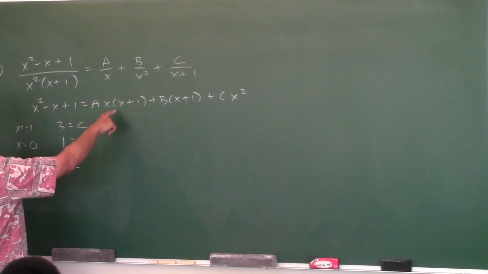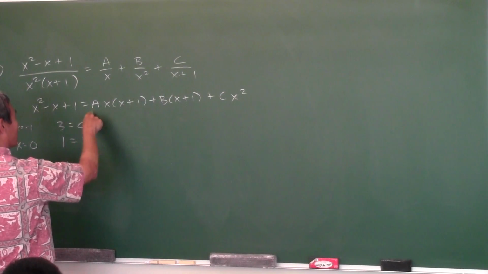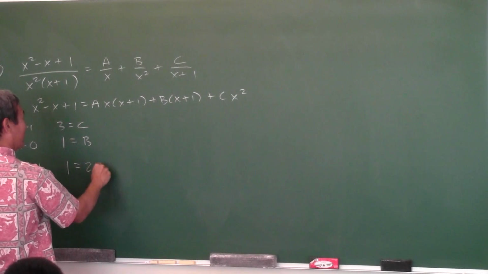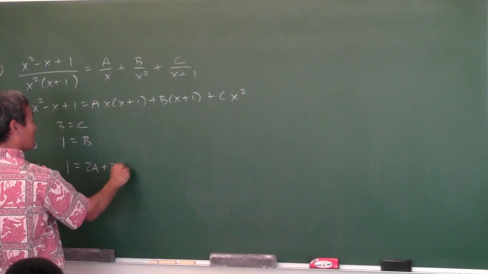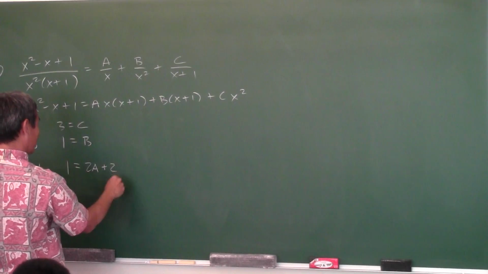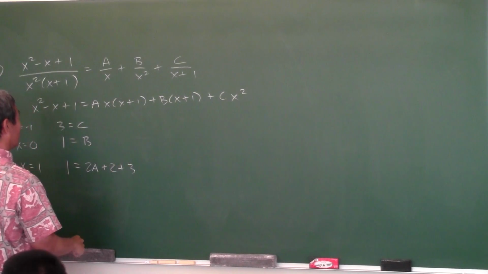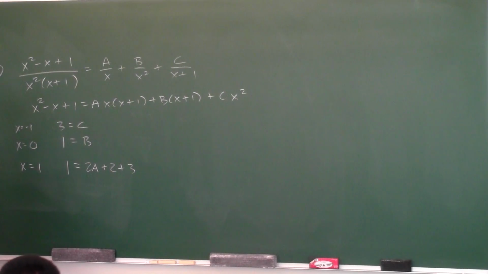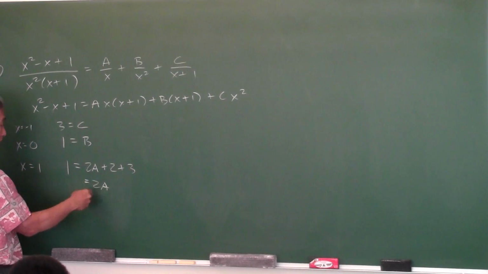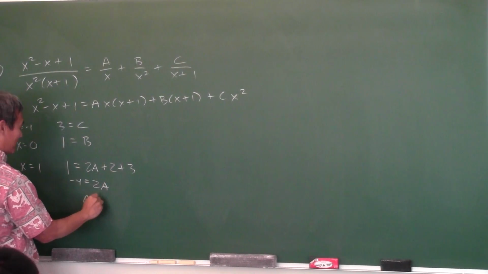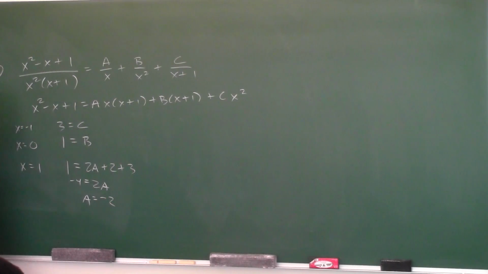1 equals, okay, if you plug in 1, you get 2 times 1 times a, 2a plus 2b, but we know b is 1. Plus 2. Plus c, but we know c is 3. Plugging in 1. So therefore, remember what I said. 2a equals negative 4, a equals negative 2. And then make sure you write your answer correctly.